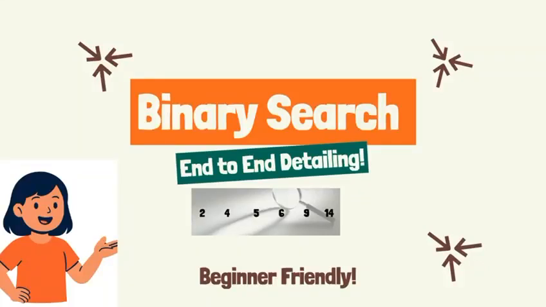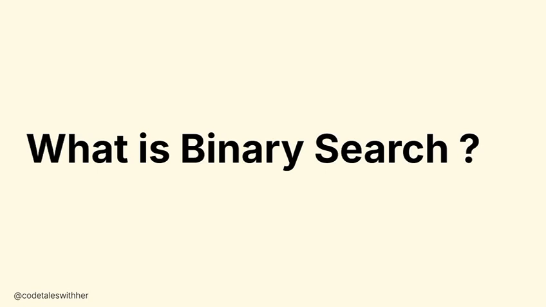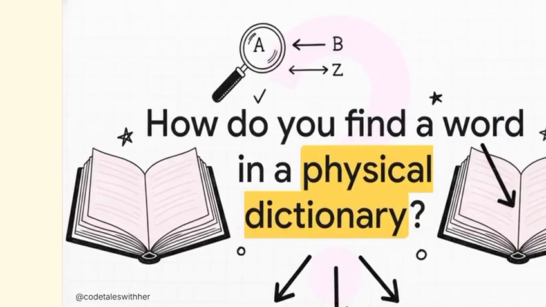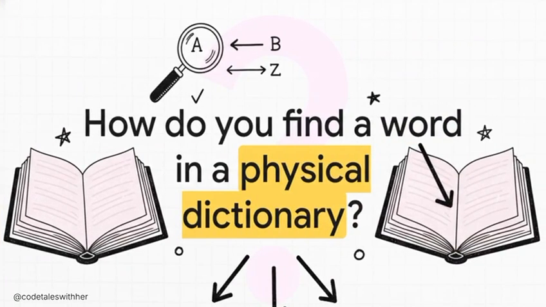Today's topic is binary search. We'll provide an end-to-end, detailed, and beginner-friendly explanation of this powerful search algorithm. Let's start by defining what binary search is. As you know, binary search is a searching algorithm used to find an element in a sorted array. Searching means finding a specific element in a list or collection. It's the process of deciding whether a search key is present in the data or not.